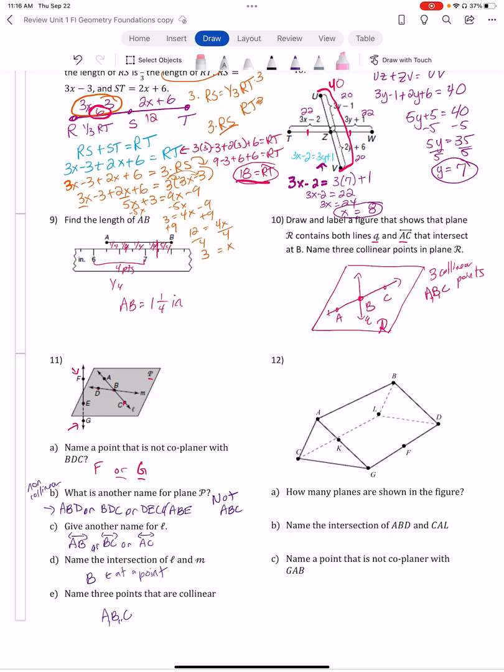So it says how many planes are shown in the figure? There are 5. There's the one down here. There's the one to the side here. There's this side here. There's the one in the back. And of course, there's the one in the front. So there are a total of 5 planes. All right.